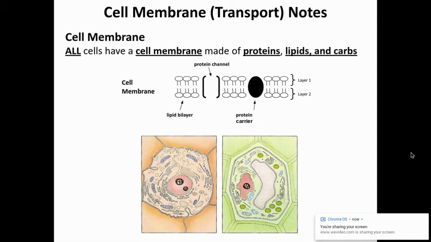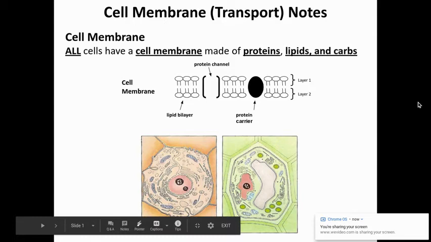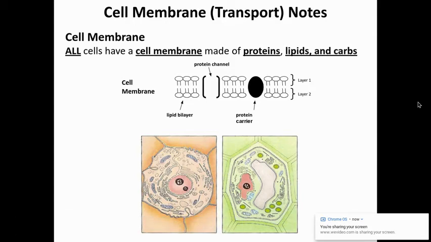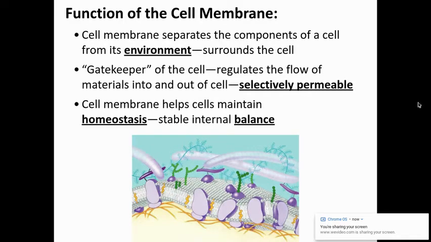Last week, we talked about the cell membrane being one of the organelles in the cell. Remember that all cells have cell membranes. That's that outer boundary. And all the cell membranes are made up of proteins, lipids, and carbs. The cell membrane is one of the most important organelles in the cell.